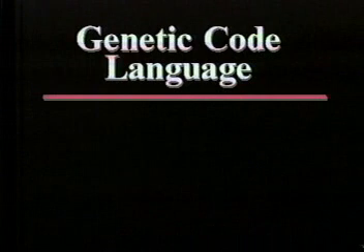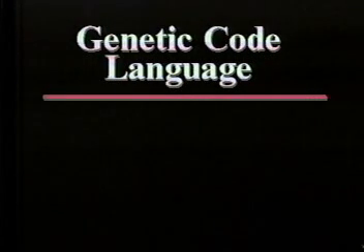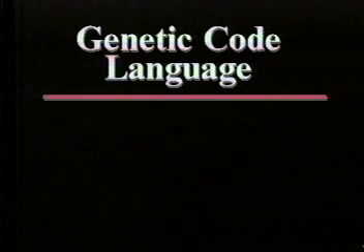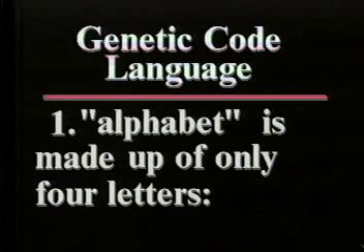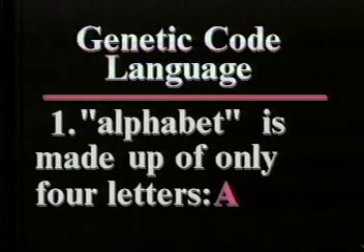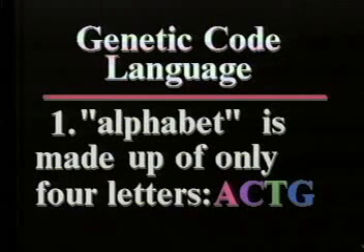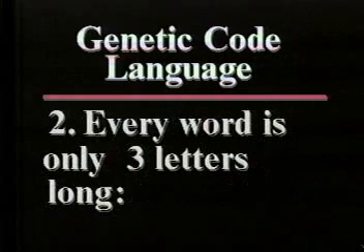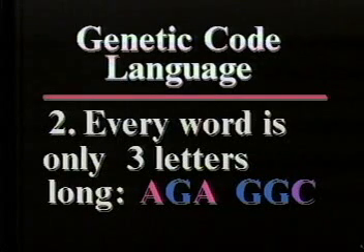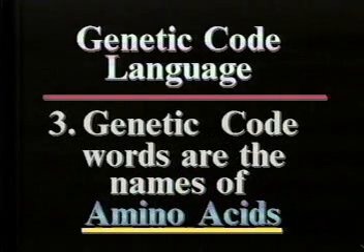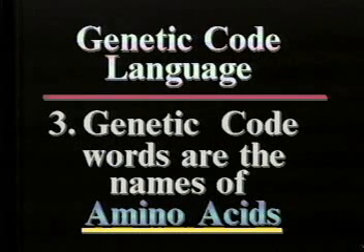The genetic code language is very similar to written languages that use an alphabet, but with these important differences. First, the genetic code alphabet is made up of only 4 different letters, A, C, T, and G, representing the 4 chemical subunits of DNA. Second, every word in the genetic code language is only 3 letters long. Third, with the exception of 3 punctuation words, all of the other genetic code words are the names of amino acids, which are the chemical components from which proteins are constructed.